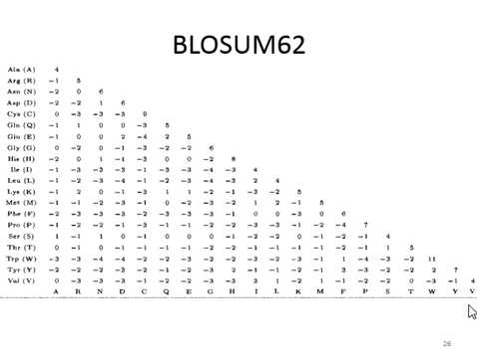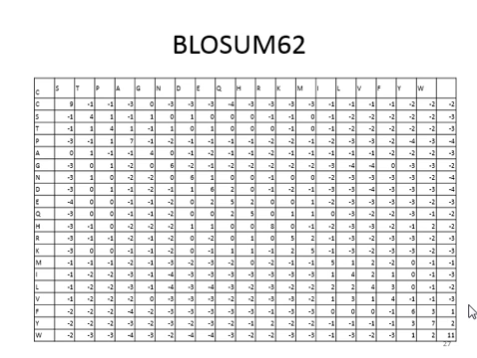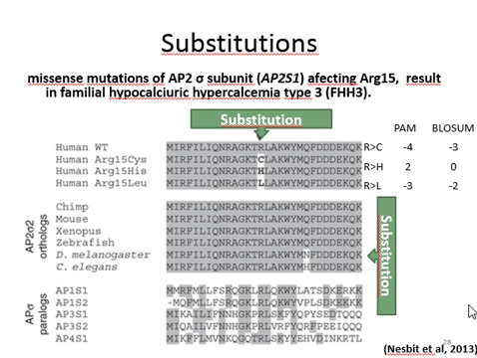BLOSUM 62 is the matrix most often used, and it may be represented as a half matrix or full matrix, and it's used to quantify the substitutions. And you can see that there are differences between them. According to what we need, we will use PAM or BLOSUM. PAM is more often used for phylogeny, BLOSUM is more used to identify patterns.